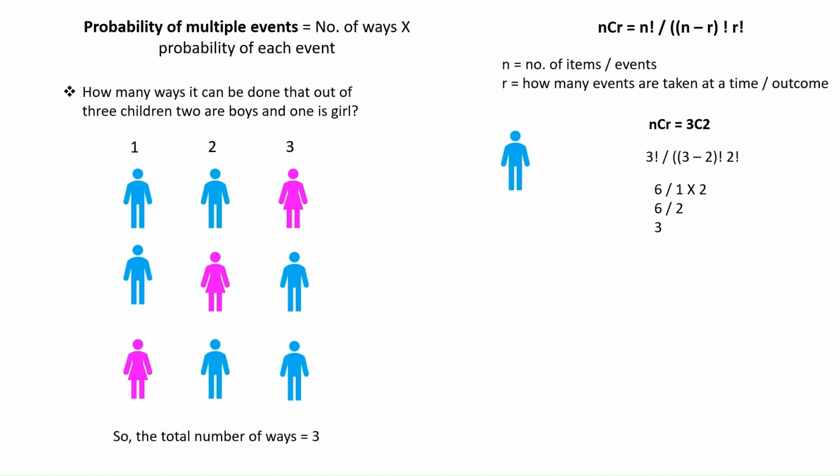Now 3 factorial means 3 into 2 into 1, so that is 6. 3 minus 2, that is 1 factorial, will be 1. 2 factorial, 2 into 1, that means 2. So 6 divided by 2, that is 3.